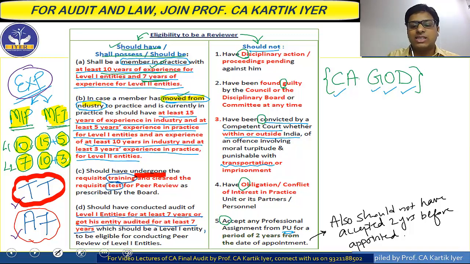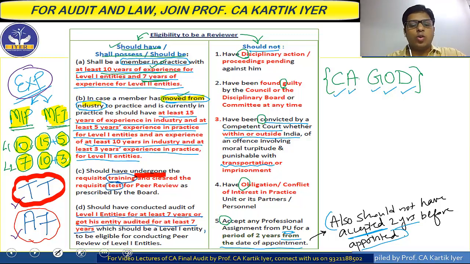So that is why they have said that the reviewer and the practice unit should not have any association for how many years? For 2 years from the date of appointment, after the work is done. With this, I'd like to also say one more point. Also, the peer reviewer should not have accepted any professional assignment 2 years before the appointment from that practice unit. It is possible that one CA firm can refer work to another CA firm. So they should not have accepted it 2 years before the appointment also. That is clearly mentioned. That is nothing but in relation to the acceptance.